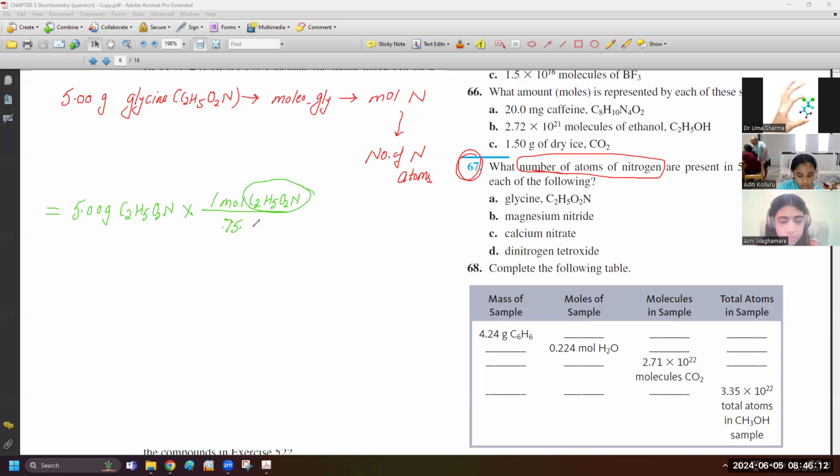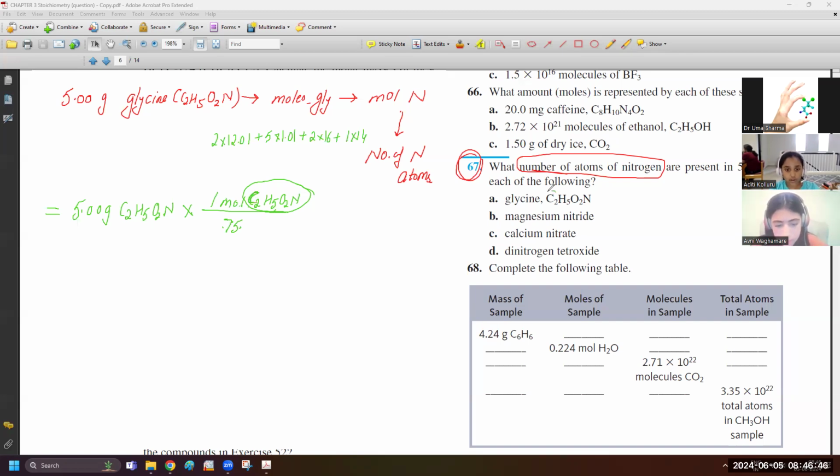I'm still calculating it. 75.05, I think. Carbon 2 times 12.01, hydrogen 5 times 1.01, oxygen 2 times 16, nitrogen 1 times 14. In the fourth A group, after boron, you know that from where you make the staircase.